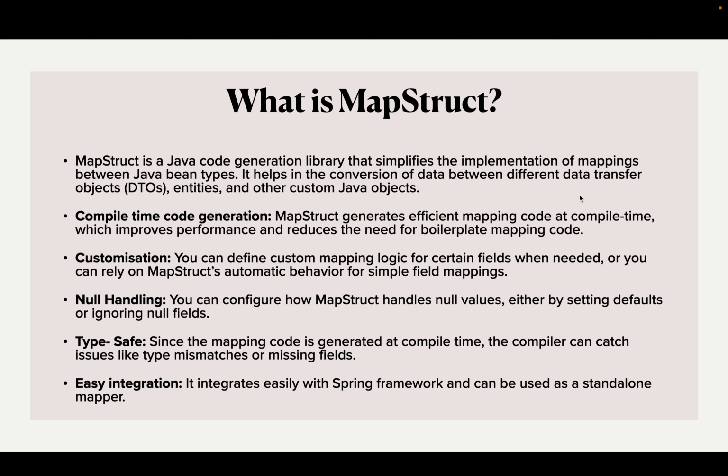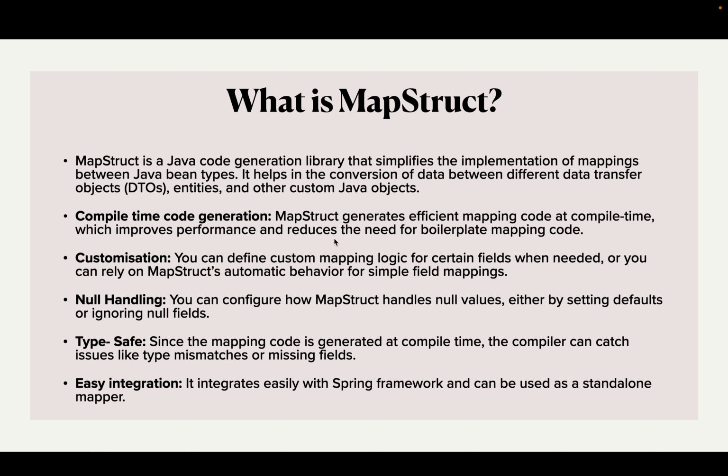So to simplify our implementation of mapping between the Java bean types, we are using MapStruct. It is used to convert our data transfer objects to entities and entities to DTOs. And if you want to convert any custom Java objects, it's straightforward. You can use MapStruct.